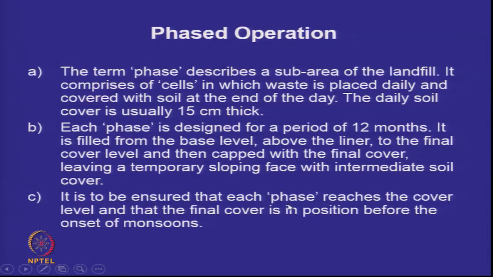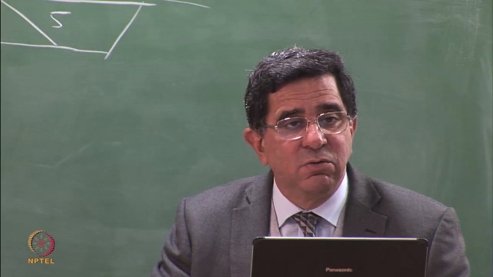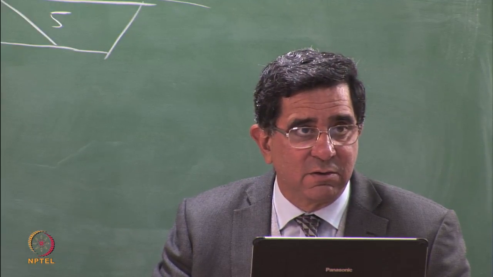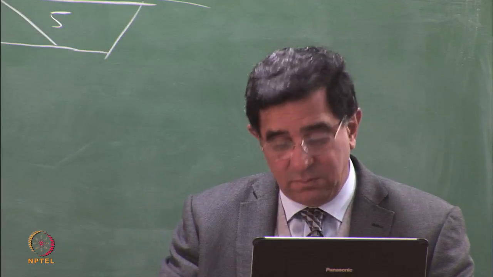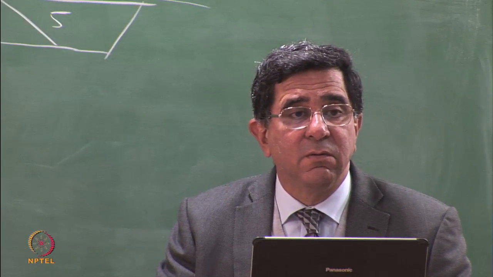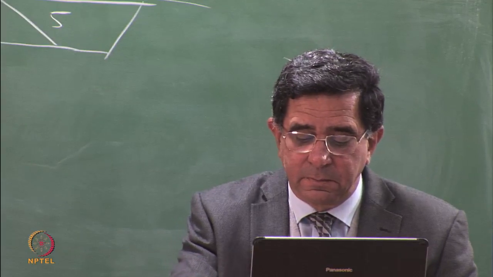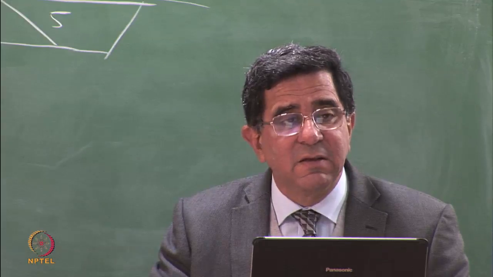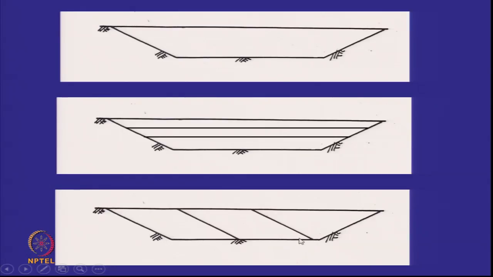It has to be ensured that each phase reaches the cover and that the final cover is in position before the onset of monsoons. So if the monsoons come in Delhi in July, August, and the end of the summer is in June, I should have reached the top and I should have put the final cover at the top. That's how you'll decide the size of the base of the phase. And this is not understood by many. So between this and this and this, this is better.